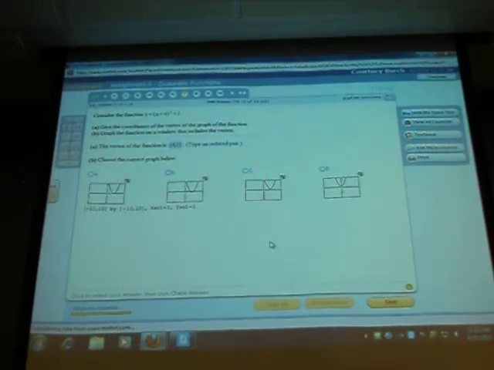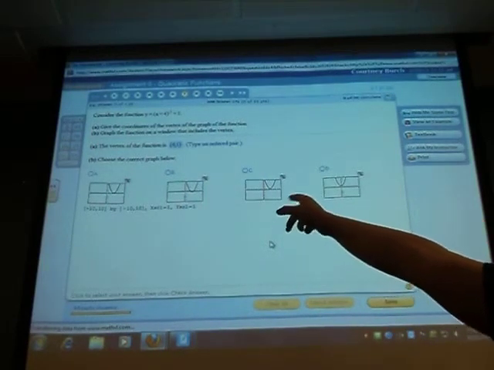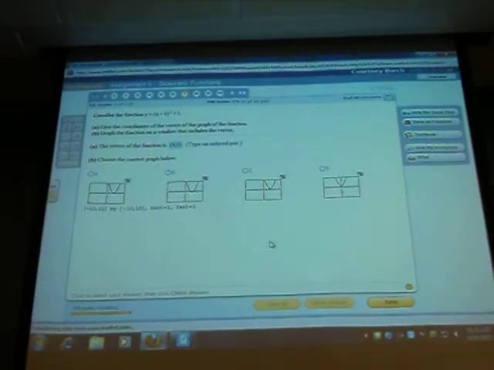Where inside the vertex form would you be able to determine if it should be concave up or concave down? The number in front of the parentheses tells you the concavity. If there's not a number here, I just assume it's positive 1, which would be positive. So usually if they don't have a number hanging out there, it's just positive 1.